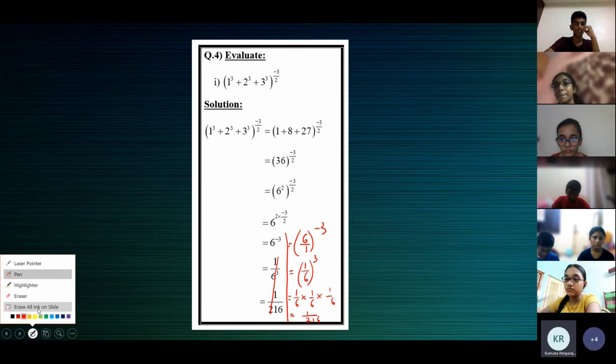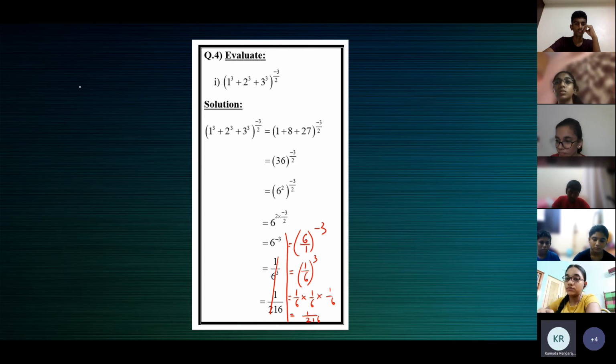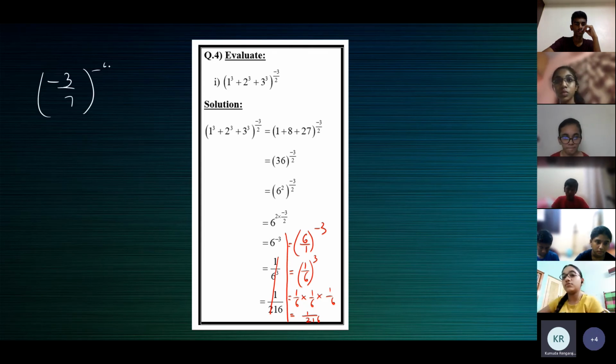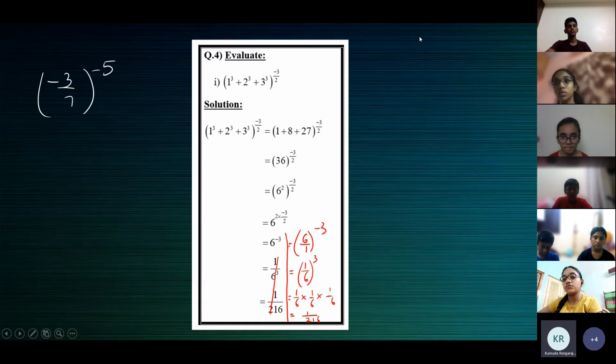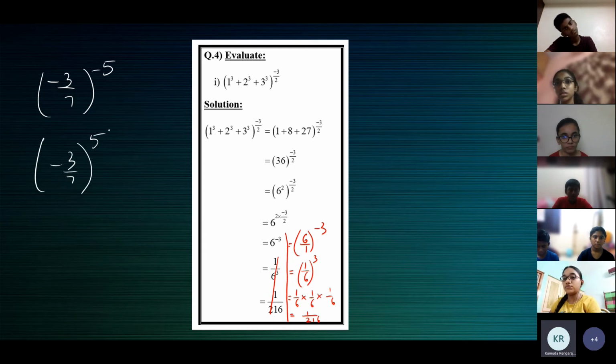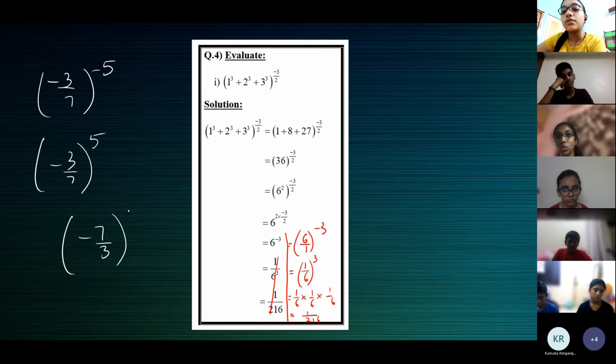So what is the reciprocal of minus 3/7, the whole power minus 5? What is the reciprocal of this? Let me ask somebody. Is Raja there? Yes, Raja. What is the reciprocal of minus 3/7, the whole power minus 5? Minus 3/7 to the power 5. Okay. Krishmika Shri, what is the other way of writing the reciprocal? Minus 7/3 to the power minus 5.